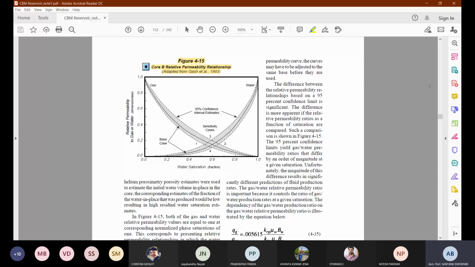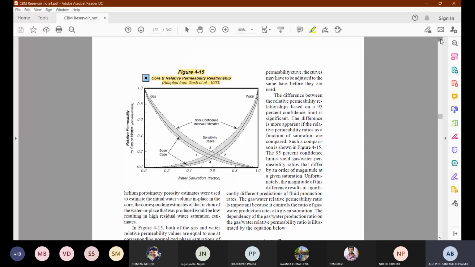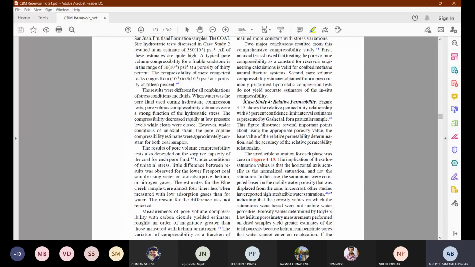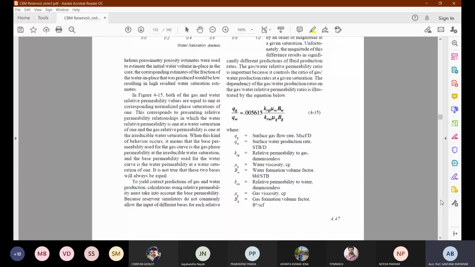Okay, so please read. If you want to know more, I'll suggest you please read the case study 4 of relative permeability. It will help you to understand the graph more effectively. Okay. Now these are the total flow properties related to the reservoir.